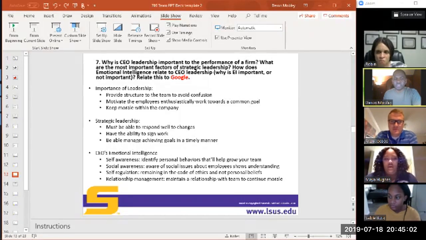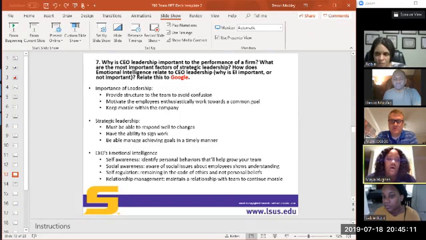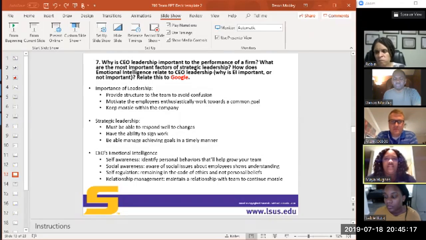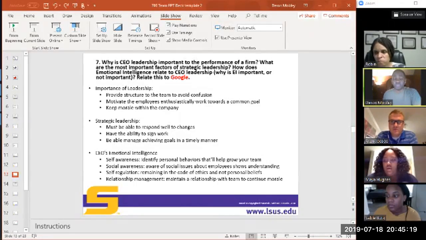As far as relationship management, you're talking about? Yeah, relationship management and, well, mainly the emotional intelligence and how Google incorporates that with their CEO. Yeah. Well, as far as relationship management, I guess I can say something on that.